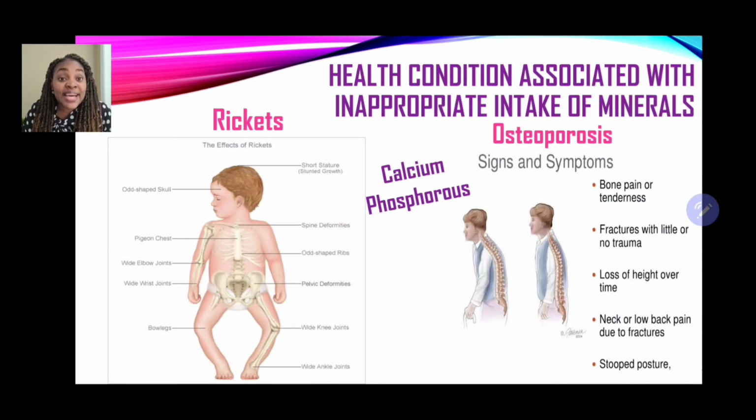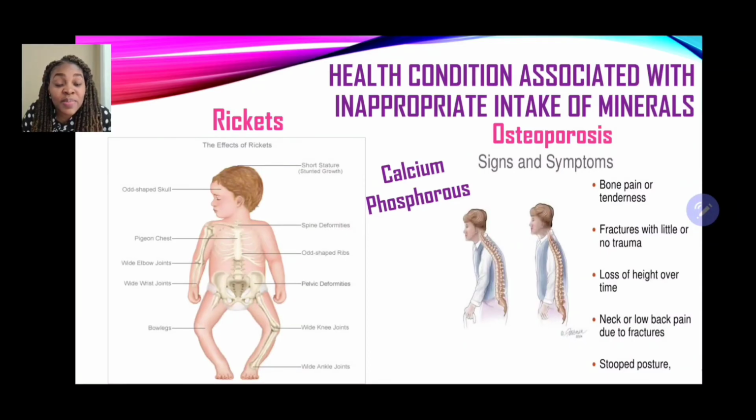Now, let us look at some of the signs and symptoms of a child who is affected by rickets, right? As you can see, there may be spine deformities. There may also be a short stature, odd-shaped ribs, pelvic deformities, wide knee joints and also wide ankle joints, bow legs, right? And also wide wrists, wide elbows, pigeon chest, and an odd-shaped skull. So that is a child who is affected by rickets, right?